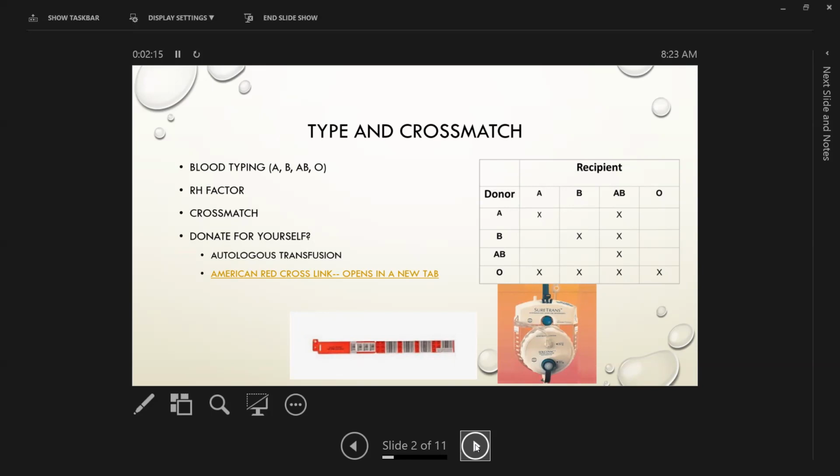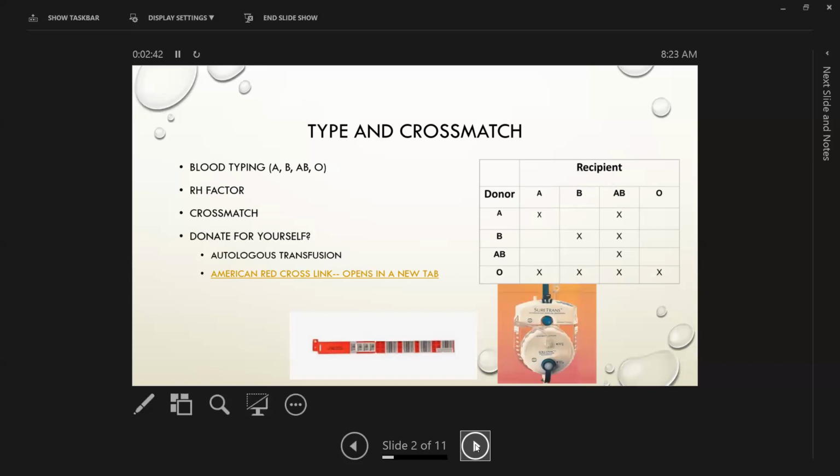RH factor. There's a total of 5 RH antigens. However, the D antigen is most concerning. It looks to see if the client has the D antigen on their red blood cell. If they do, then there is an antibody that is created on that red blood cell membrane, and it can trigger an immune response.